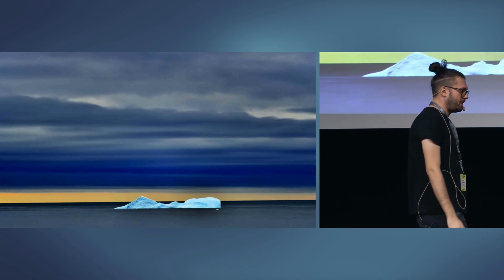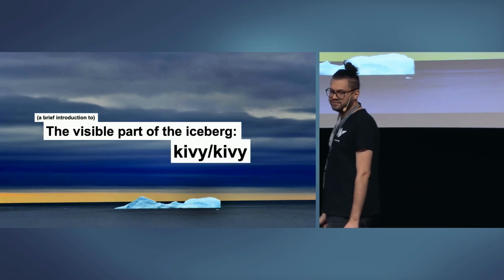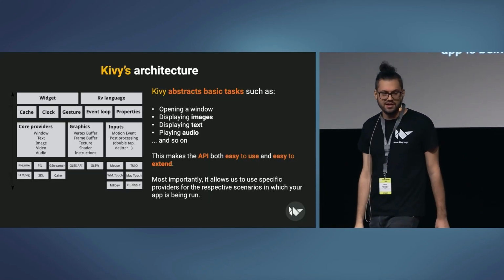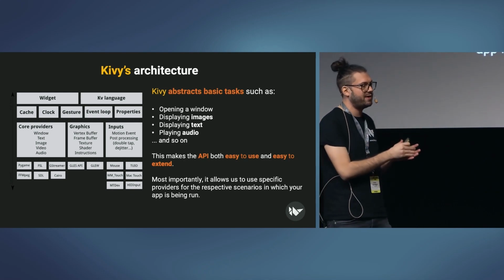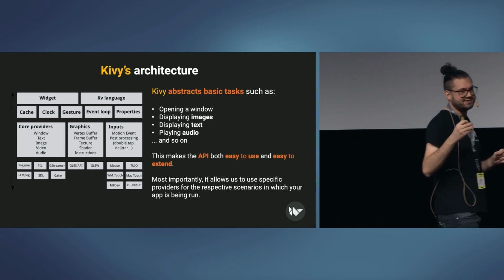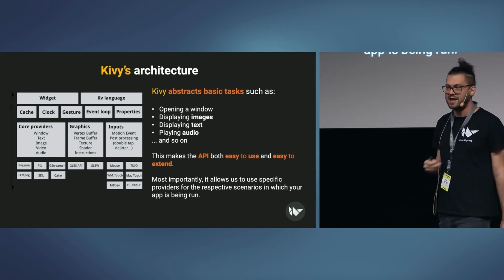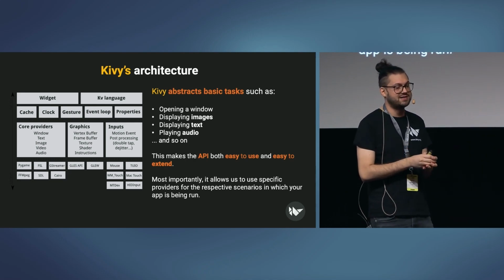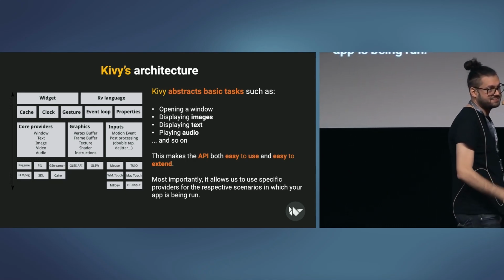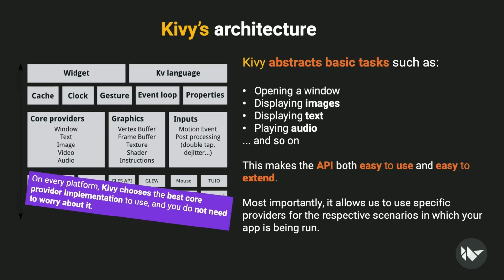So finally, the visible part of the iceberg. Let's have a brief introduction to the visible part of the iceberg, Kivy. Kivy abstracts basic tasks such as opening a window, displaying images, displaying text, playing audio, and so on. This makes the API both easy to use and easy to extend. And most importantly, it allows us to use specific providers for the respective scenario in which your app is being run. What it means is you don't have to worry about that, because on every platform, Kivy chooses the best core provider implementation to use.